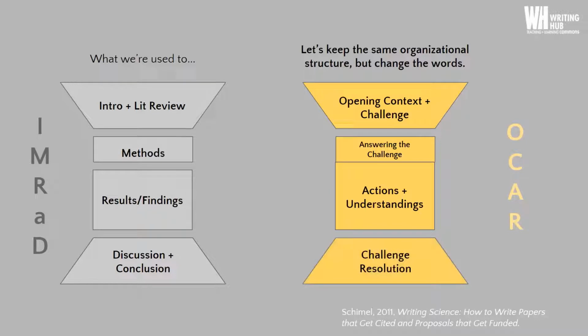And finally, the resolution of that challenge comes in the discussion and conclusion section. That's where we bring our reader back to the opening context. We remind them of the challenge we are trying to address and what we did to address that challenge, the understandings that we can generate from what we did, and then we resolve that challenge, even if we resolve it only partially.